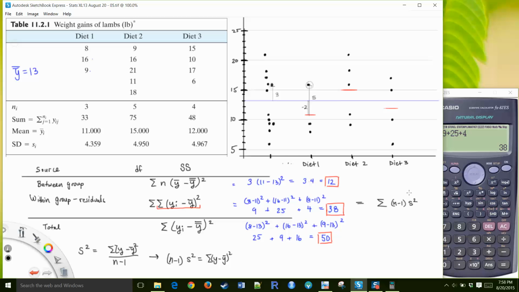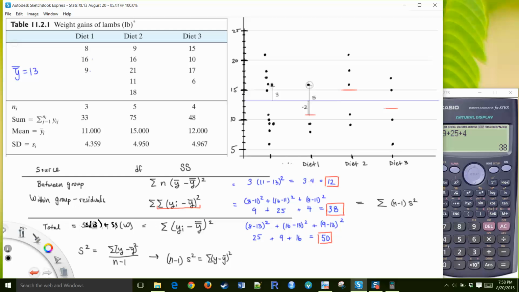These formulas I'm putting up here aren't just hocus pocus. I mean, it kind of feels that way a little bit, but we're taking the total sum of squares and breaking it out into two pieces.